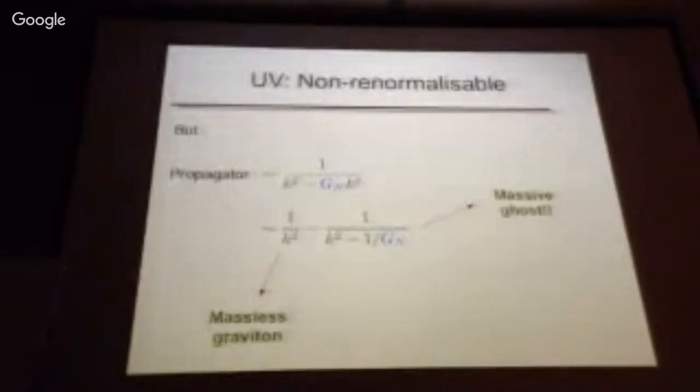Now you can just do a split of fractions, and you can get a term that goes like the usual massless GR propagator, 1 over k squared, and another propagator that has a mass, proportional to Newton's constant. However, it has the wrong sign. It has a minus. So if the GR propagator has a plus, this one has a minus.